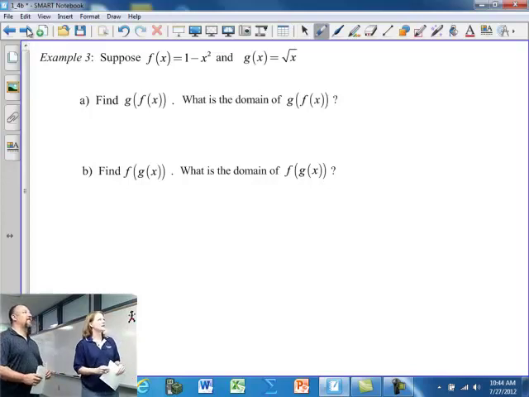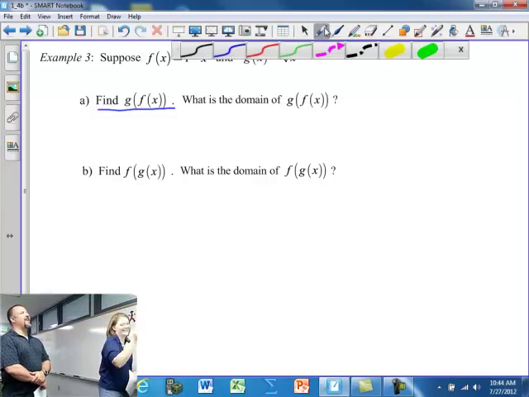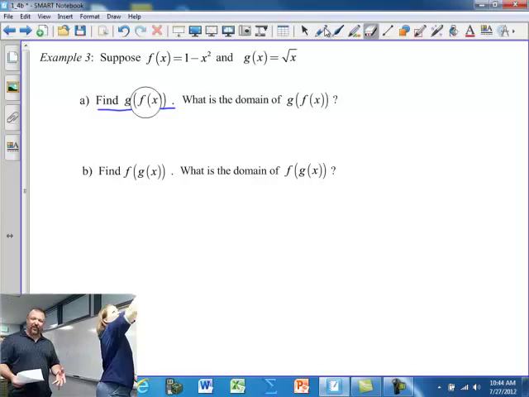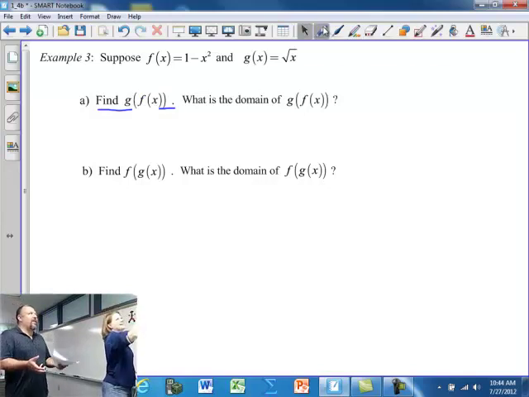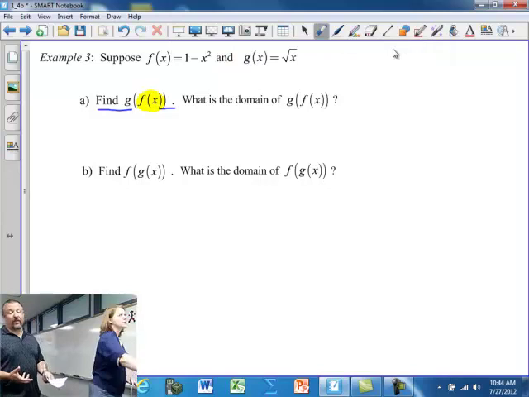All right, suppose f of x is 1 minus x squared, and g of x is the square root of x. So we're going to do exactly what Mr. Lucky just said. We're going to find g of f of x. So again, what does that mean? It means we're going to plug in the entire function of f everywhere there's an x in the function for g.